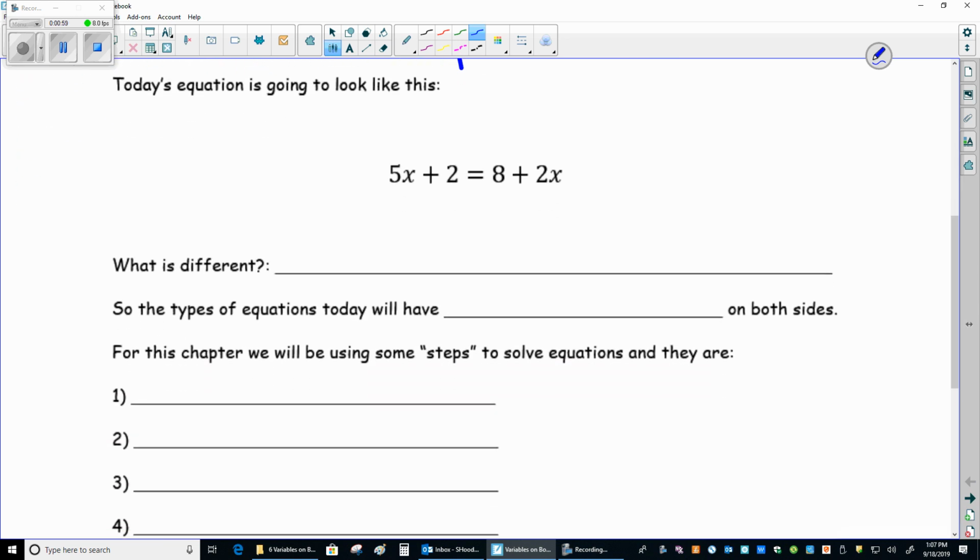So it's something like today. Do you notice what looks different about this? There's something big that's different about it. Why don't you pause the video, write what you think is different, and then unpause it to test yourself.